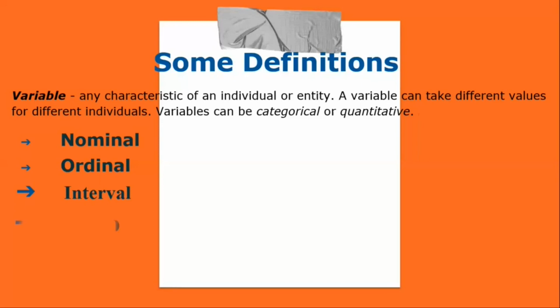Ratio: variables with all properties of interval plus an absolute, non-arbitrary 0 point, e.g., age, weight, temperature in Kelvin. Addition, subtraction, multiplication, and division are all meaningful operations. Distribution of a variable tells us what values the variable takes and how often it takes these values. Unimodal, having a single peak; bimodal, having two distinct peaks; symmetric, left and right half are mirror images.